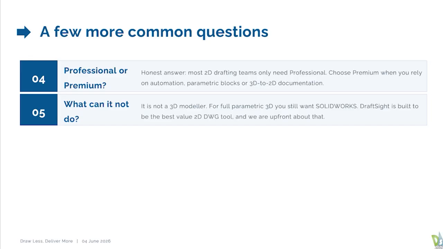And lastly, another question that one would ask is, what can it not do? That's a very important question. It is not a 3D modeler, although it has 3D capabilities. For full parametric 3D, you still want SolidWorks or any other 3D CAD package. DraftSight is built to be the best value 2D drawing tool, and we are upfront about that.